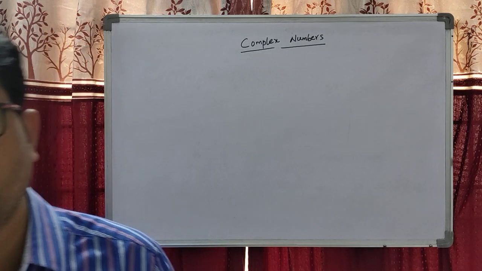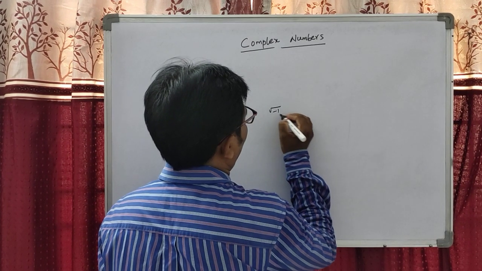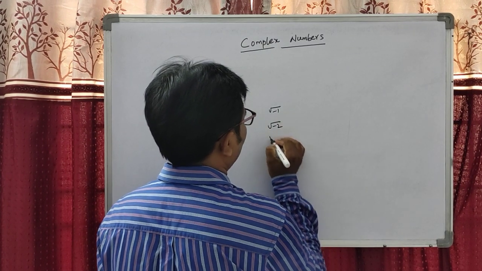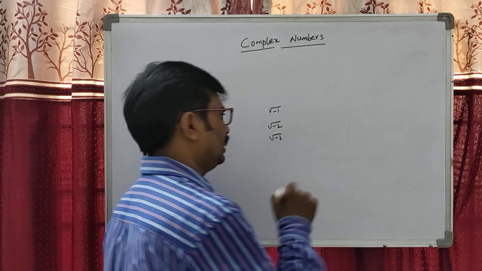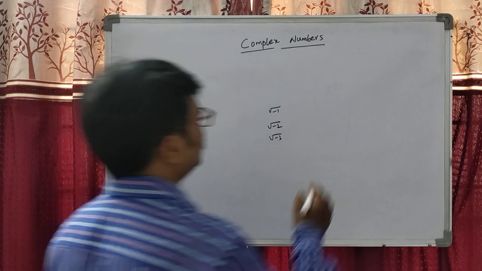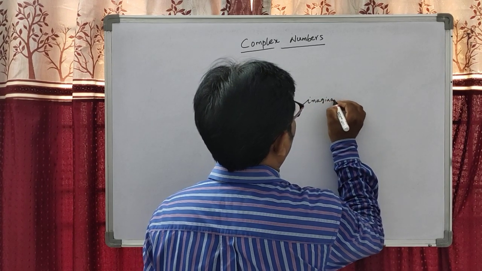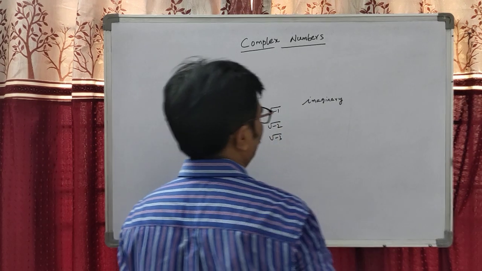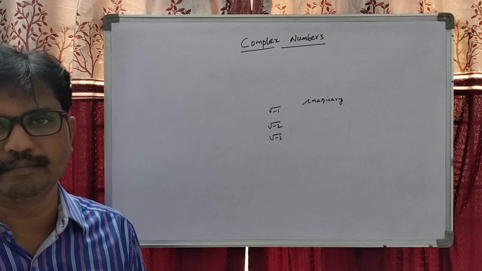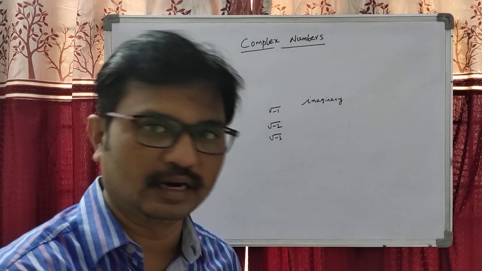After that, students, imaginary numbers. We have to know that root of minus 1, root of minus 2, root of minus 3, and so on, are called imaginary numbers. So root of minus 1, root of minus 2, root of minus 3 are called imaginary.